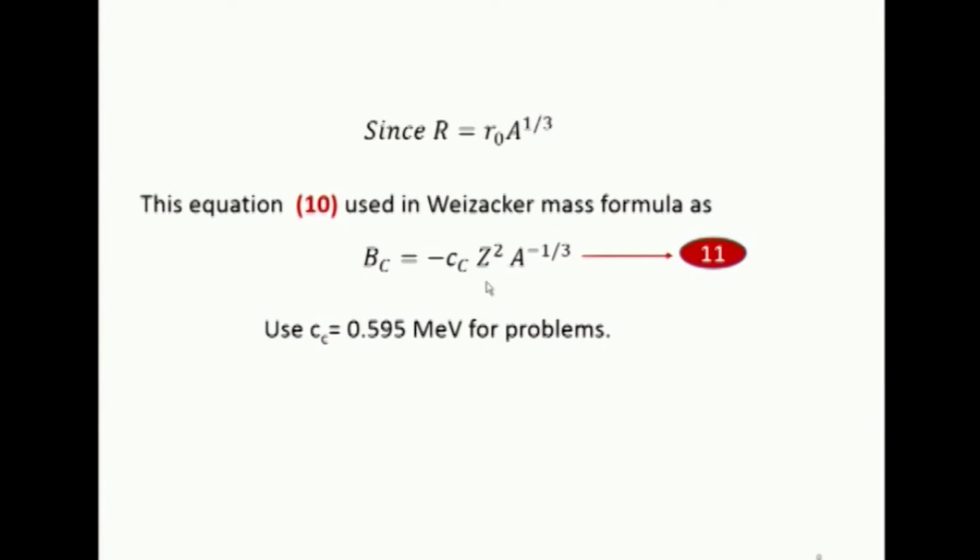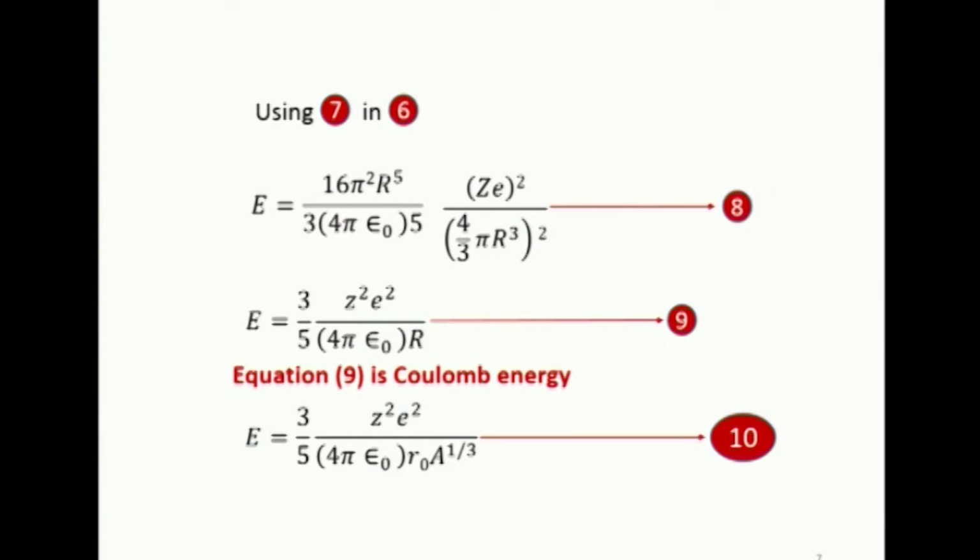So, why am I saying this? See, in the Weizsäcker formula, Bc was a constant times Z squared a power minus 1 by 3. There, Weizsäcker found out experimentally and gave it. Now, we will go back to the previous equation. Equations 10 and 11 are very similar. If we take 10, there we get 3 by 5, 4 pi epsilon 0, E squared, R naught, all of them constant.